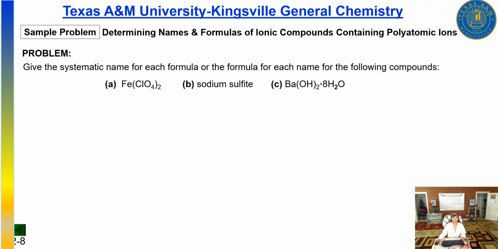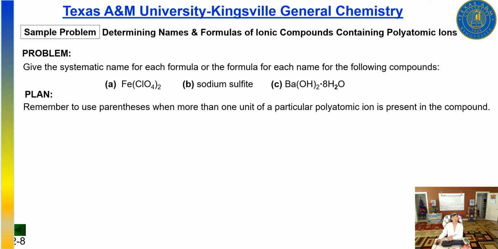Ba(OH)2·8H2O. So if you have the formula, how do you name it? If you have the nomenclature, what's the formula? The plan. Remember to use parentheses when you have more than one unit of the particular polyatomic ion present in your compound.